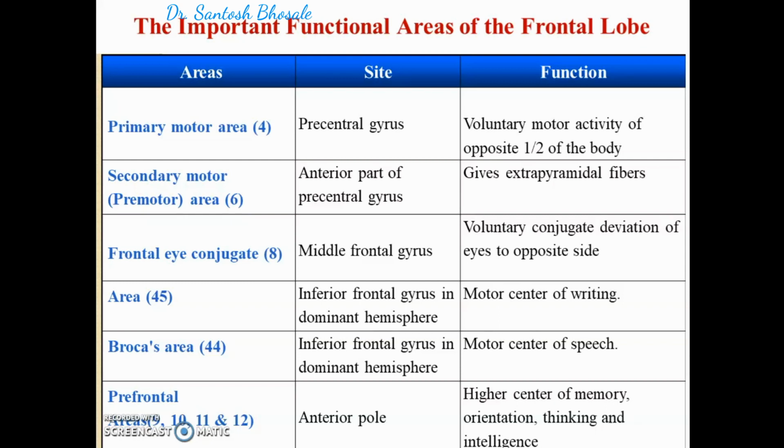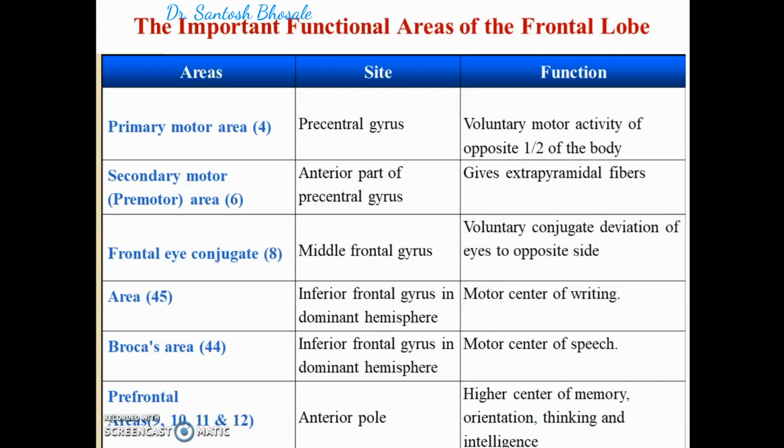Then the secondary motor area is area number 6. It is also called the writing area, which includes the anterior part of the precentral gyrus. The frontal eye conjugate area is area number 8. It controls the voluntary conjugate deviation of the eyes. And area number 45, that is in the inferior frontal gyrus, is Broca's area, the motor center for speech.